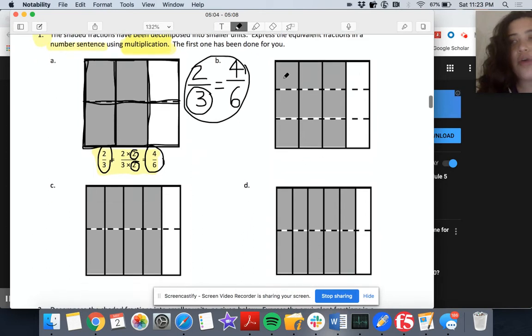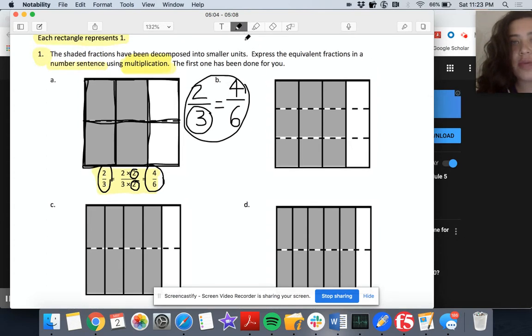Okay, let's go ahead and also try B right now. So for B, ignoring this dashed line right now, we're only looking at the fully drawn out lines. We can see that in this one rectangle there were originally 4 pieces, because we have 1, 2, 3, 4. How many of those pieces were shaded in? Well, 1, 2, 3 of those pieces were shaded in. So 3 out of 4 were shaded in.